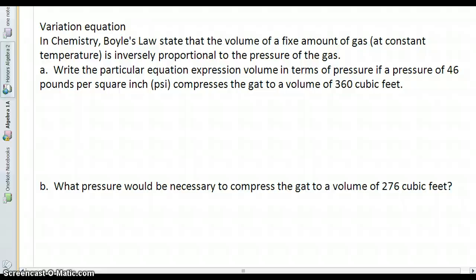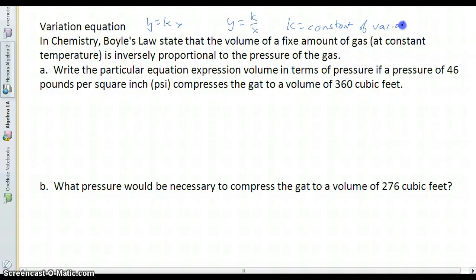This is an example of a variation function taken from chapter 7 of our text. Again, what we want to remember for a variation is that if we have a direct variation function, that implies multiplication, so that would be like y is equal to k times x, whereas if we have inverse variation, that implies y is equal to k divided by x, where k is the constant of variation.